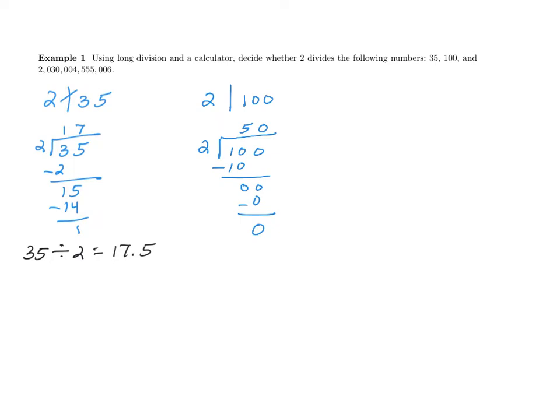If you were to do this in a calculator, if you do 100 divided by 2, no surprise, you get 50. It doesn't even give you a decimal, so the decimal is 0. Here, a remainder of 0 or no decimal in a calculator means this is true. 2 does, in fact, divide 100.